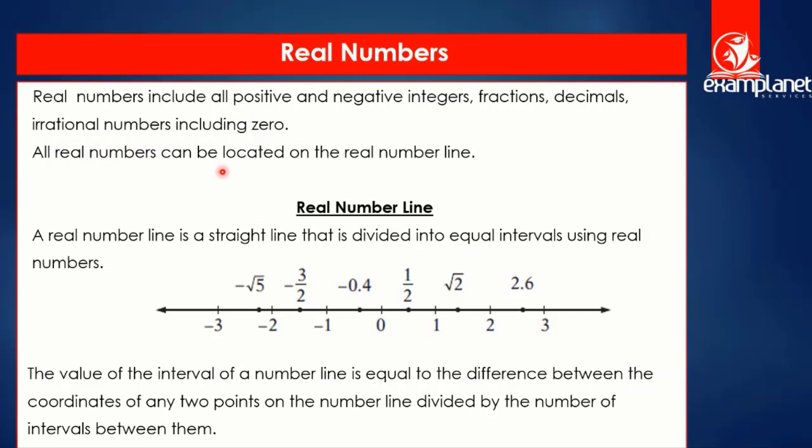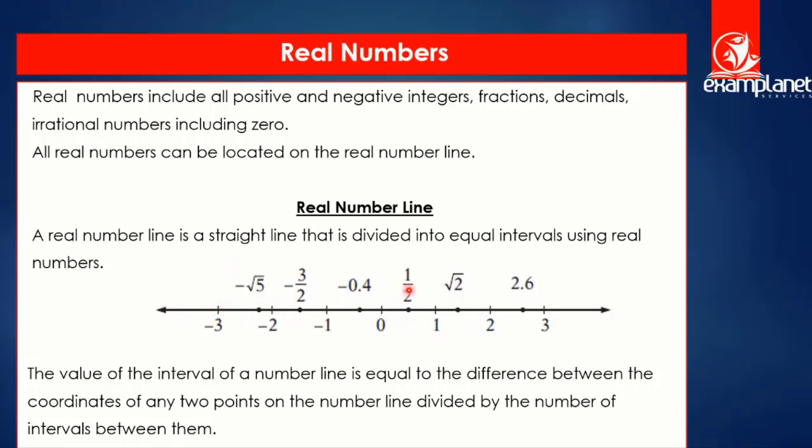Now, all real numbers can be located on the real number line. Yes, all real numbers can be shown on the real number line. And what is a real number line? A real number line is a straight line that is divided into equal intervals using real numbers. A straight line divided into equal intervals using real numbers.